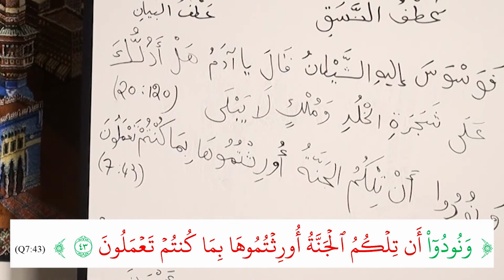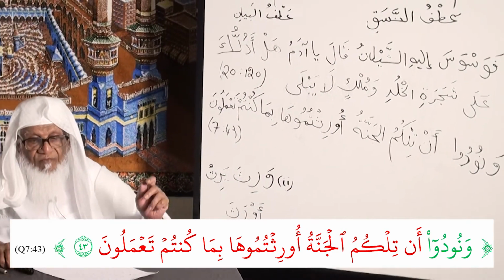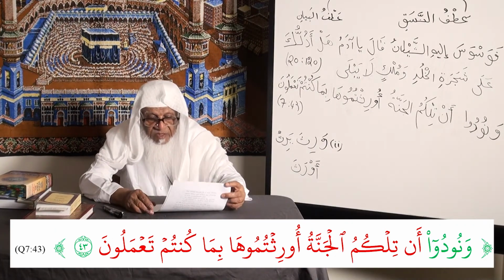وَنُودُوا أَن تِلْكُمُ الْجَنَّةُ أُورِثْتُمُوهَا بِمَا كُنْتُمْ تَعْمَلُونَ, because of what you had been doing. So here also, wanudu, it was announced to them. And what was the announcement? أَن تِلْكُمُ الْجَنَّةُ أُورِثْتُمُوهَا. The whole sentence is atful bayan of nudu. They were given an announcement. It was announced to them, tilkumul jannah, the whole sentence up to bima kuntum ta'malun, is atful bayan of the first sentence, nudu. So these are two examples of atful bayan in sentences.